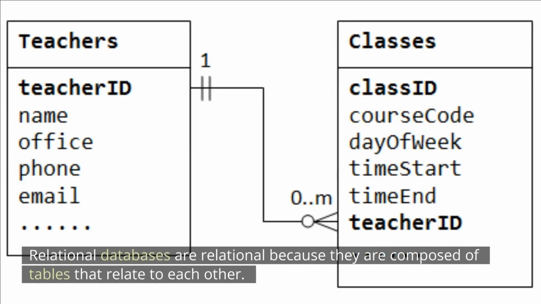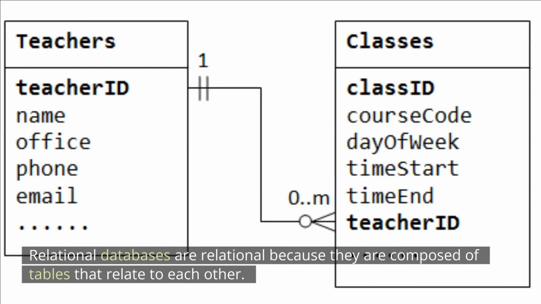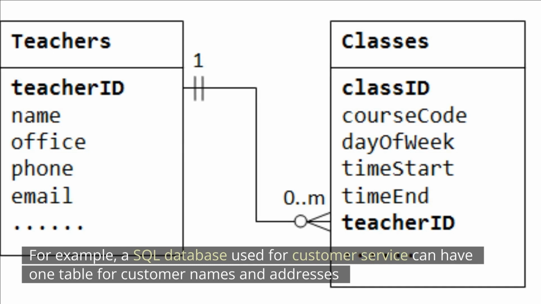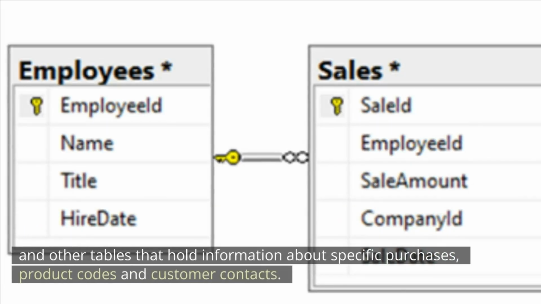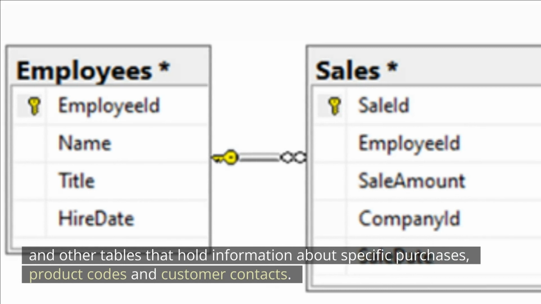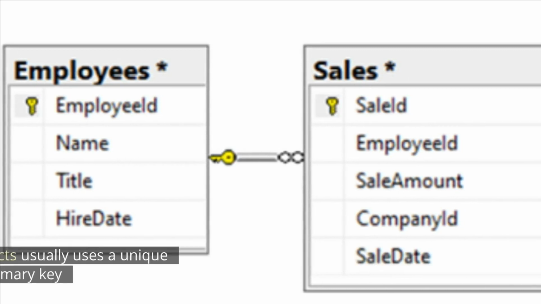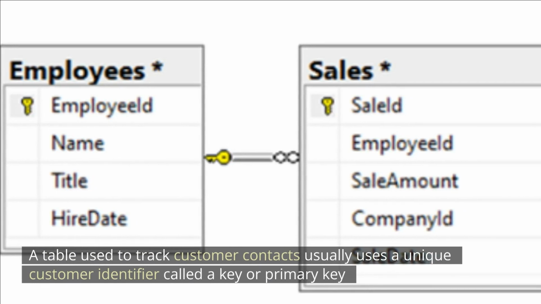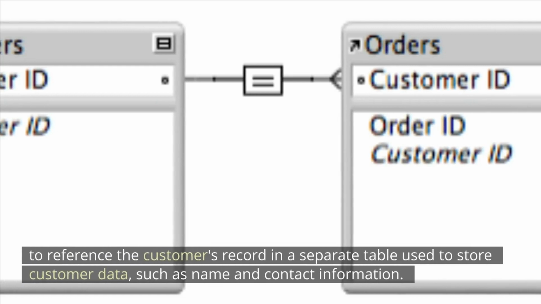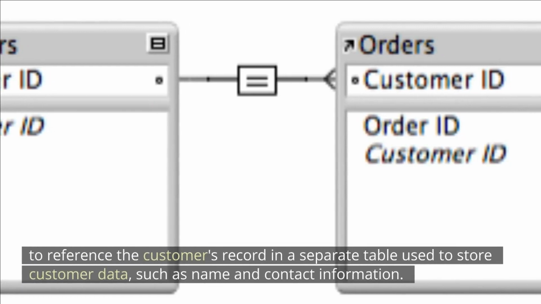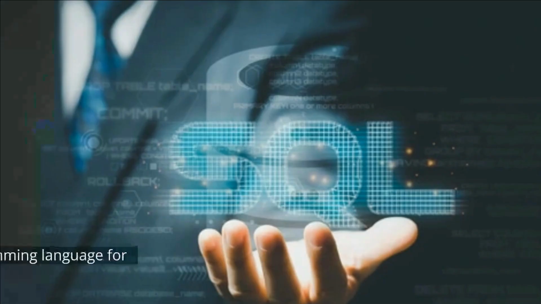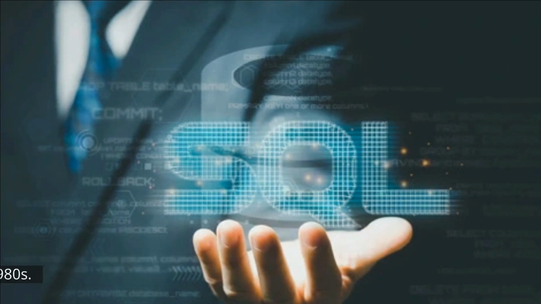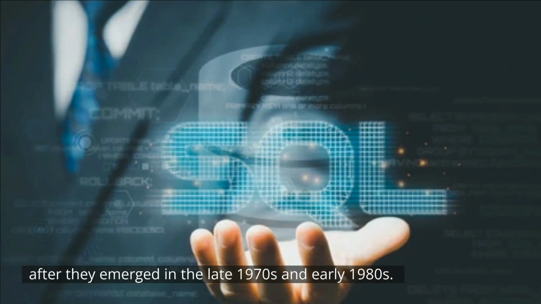Relational databases are relational because they are composed of tables that relate to each other. For example, a SQL database used for customer service can have one table for customer names and addresses, and other tables that hold information about specific purchases, product codes and customer contacts. A table used to track customer contacts usually uses a unique customer identifier called a key or primary key to reference the customer's record in a separate table used to store customer data, such as name and contact information. SQL became the de facto standard programming language for relational databases after they emerged in the late 1970s and early 1980s.